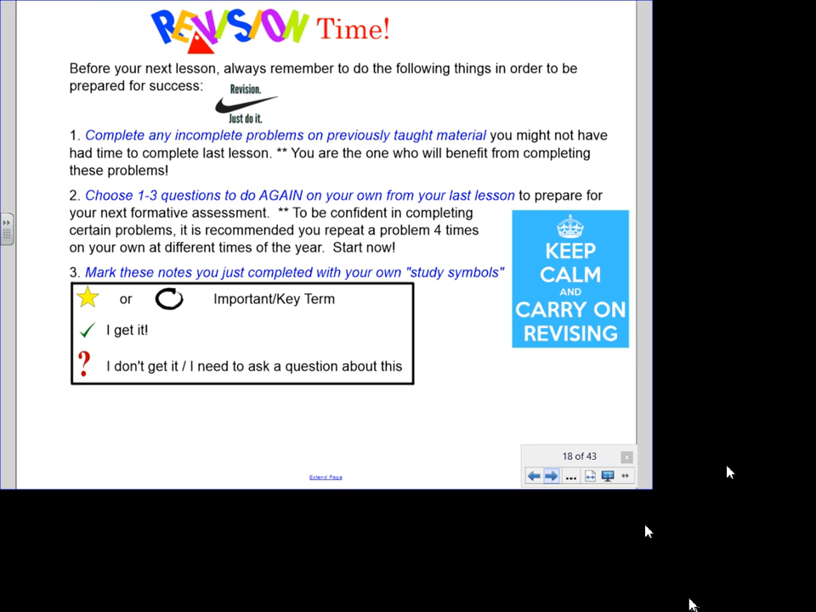Before you finish for the night, go ahead and go back over. Remember always to complete any problems that you didn't do in class. So look at what we did today in class, and then maybe choose a couple questions to do again, just so you're practicing. And then look at the notes from today. Do you understand what we did? Do you need a circle or star or anything, or maybe ask a question? So go back through your notes and see how you did.